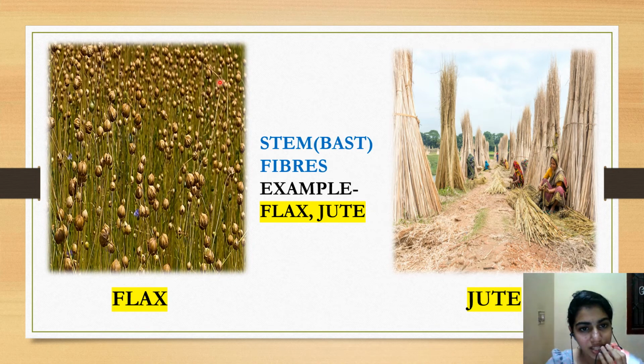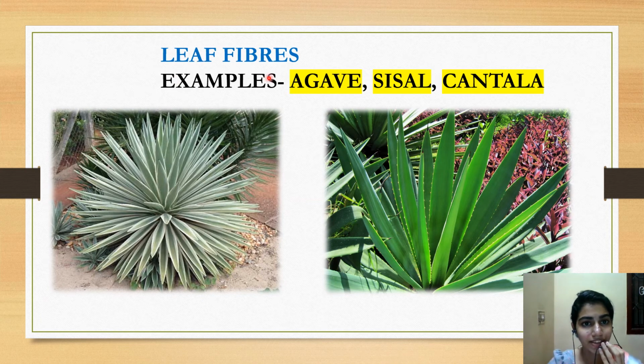Okay, so only from the stem, the fiber is obtained. Next one is the leaf fibers. So they are the toughest of all the fibers, okay, compared to the other two, seed hairs and stem fibers. Leaf fibers are very tough fibers and they are obtained from the leaves only. From the leaves only such fibers are obtained. Examples of such plants are agave, sisal and cantala.